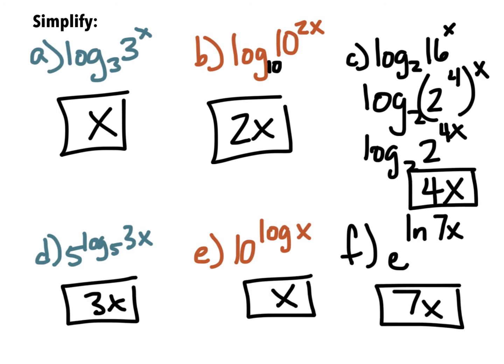All right, hopefully you got 3x here because 5 to the log base 5, these bases are the same, so it's just this 3x. Here the bases are the same again, because this is a log base 10. And of course, e to the natural log of 7x, that's a log base e.